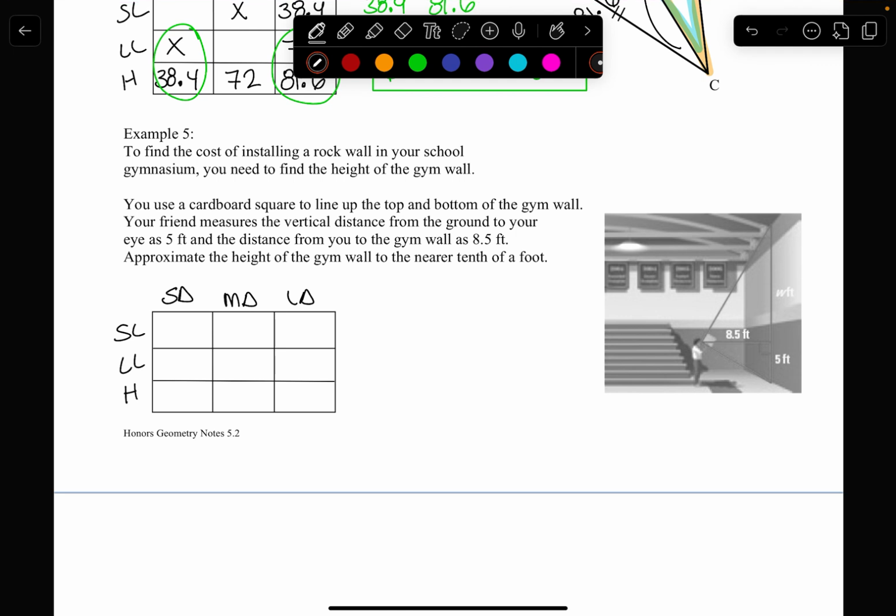To find the cost of installing a rock wall in your school gymnasium, you will need to find the height of the gym wall. You use a cardboard square to line up the top and bottom of the gym wall. Your friend measures the vertical distance, so up and down, from the ground to your eye as 5 feet. And the distance from you to the gym wall is 8.5 feet. Approximate the height of the gym wall to the nearest tenth of a foot.